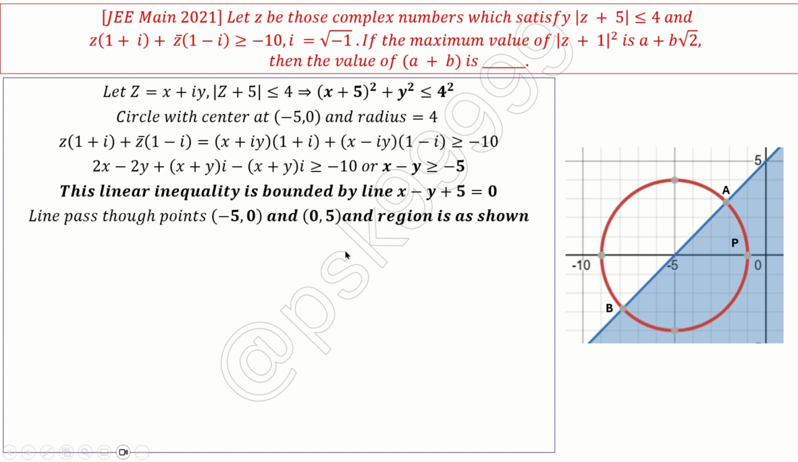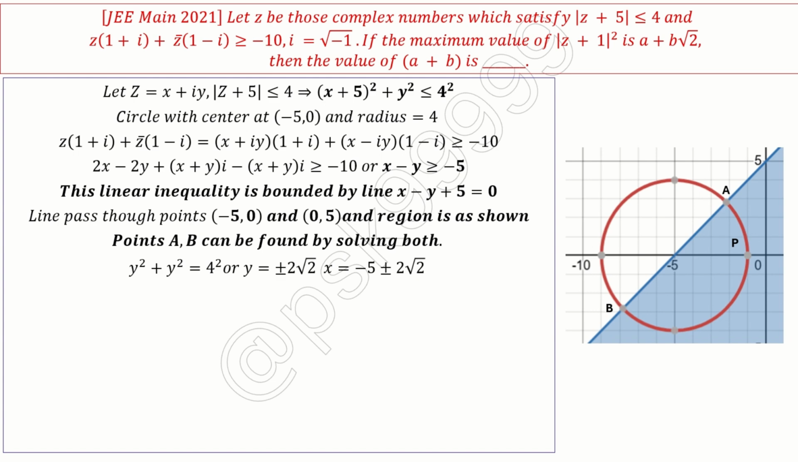Now once I know this, we can find points A and B. What are the points A and B? By solving these two equations. So I have to substitute y equal to x plus 5.